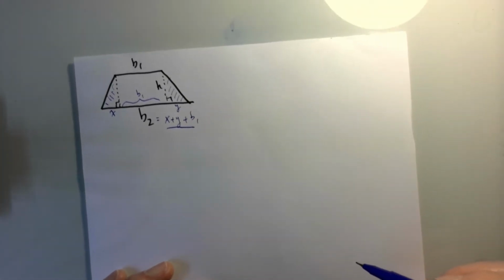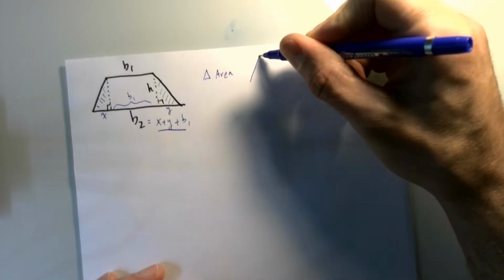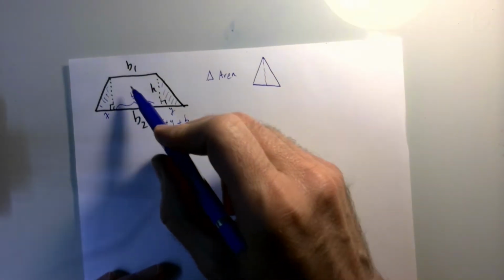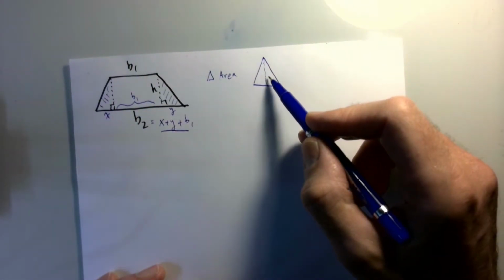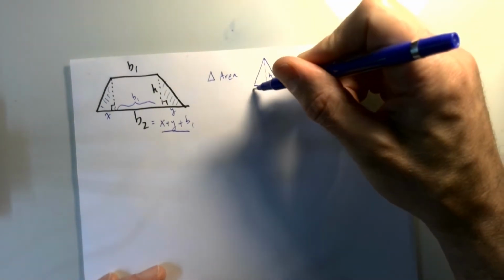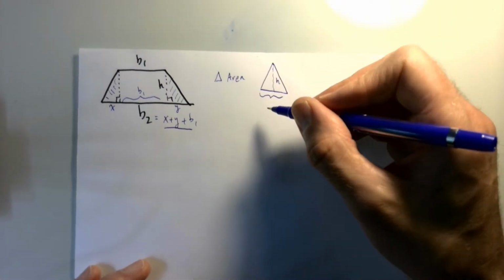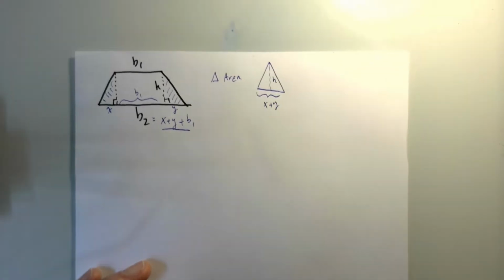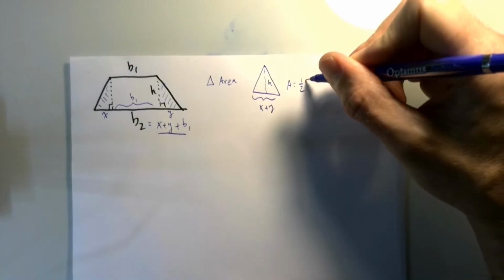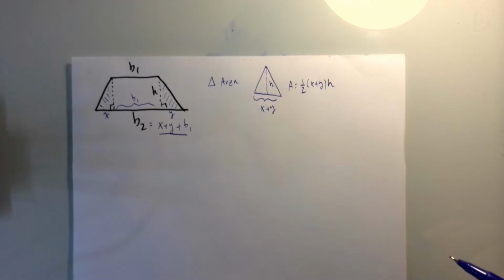Alright, so let's look at areas. So I'm going to say triangle area. I'm going to draw that over here to the side. So those two triangles, imagine I just cut them off and then I glue them back together over here. So what that means is I'm going to have a height of h, and the base is x plus y. Okay, so we should know this. Area equals half base times height. So half of x plus y times the height of h. So that takes care of the triangle part.